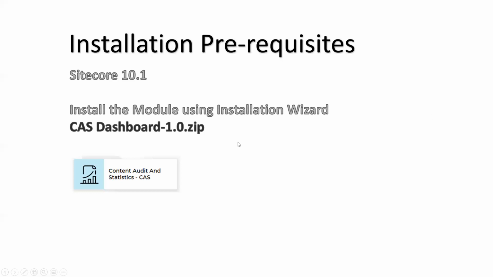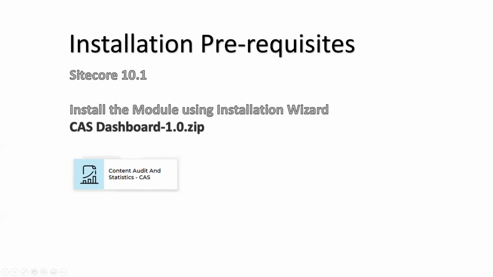The prerequisite is Sitecore 10.1. We have designed this module in Sitecore 10.1, and we have to install the module using the installation wizard. So the zip file name would be like CAS dashboard 1.0.zip. Once the installation wizard is successful and the server is restarted, then you would see a dashboard item in the Sitecore dashboard, which is Content Audit and Statistics.